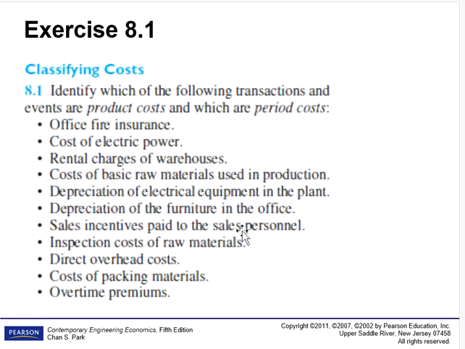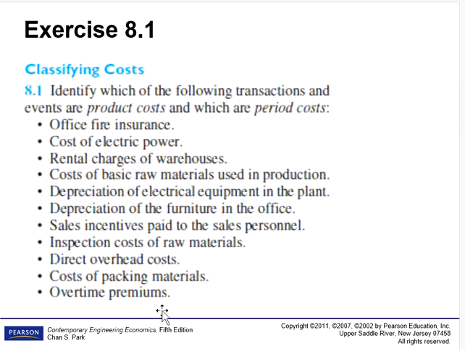Sales incentives, sales commission paid to sales personnel, is a period cost. Inspection cost of raw material. Raw material is part of a production process, but those who are doing inspection, whether the quality of a material is good or not good for production, are not directly involved, but indirectly involved. We call this cost of indirect labor, and this indirect labor is part of overhead, and overhead is part of a product cost. Direct overhead cost, direct means with the manufacturing, so it is a product cost. Cost of packing material, of course packing material is part of a finished product, so it is a product cost.